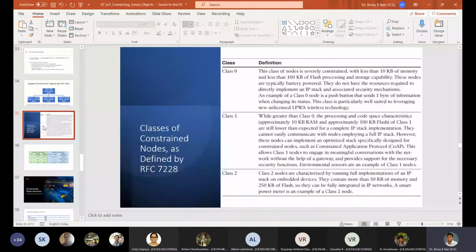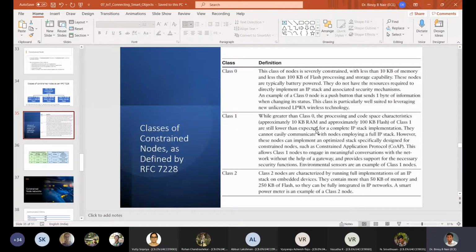And we found that there are three different classes which we usually find in the case of constrained nodes, defined by RFC 7228. We saw there are devices with a very low amount of RAM and flash, which will mostly be very dumb systems with very limited functionality built into them. You will find these class 0 devices coming out of the manufacturer mostly pre-programmed, or with very little programming ability built in.